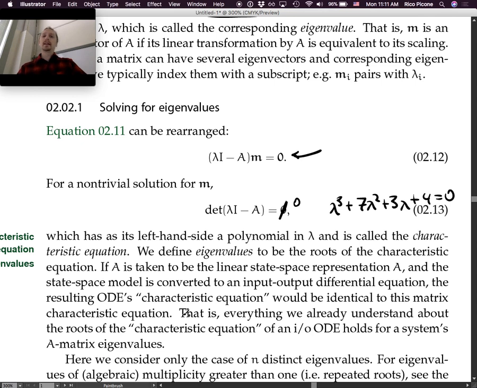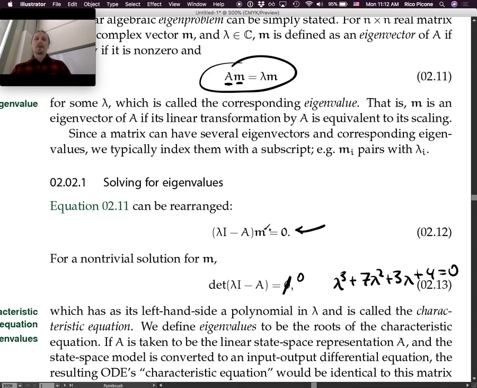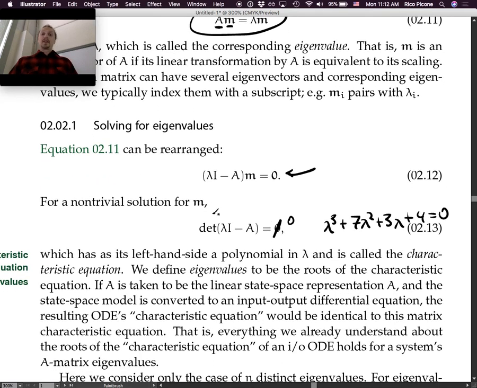So if A is taken to be the linear state space representation A, so we suggestively just called some matrix A, just some matrix A. It happens to be square, and we also did n by n. We were kind of foreshadowing the fact that this is what we're going to do to our A matrix in the state space model, our A, B, C, D matrices that describe our system. That A matrix is the A matrix that we're going to consider for this problem.